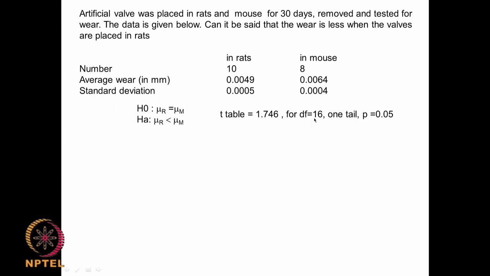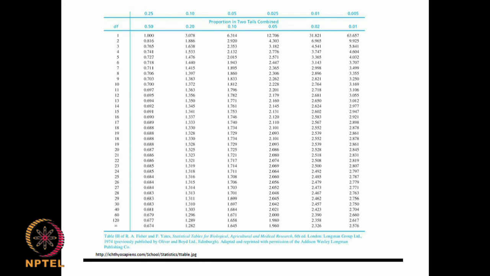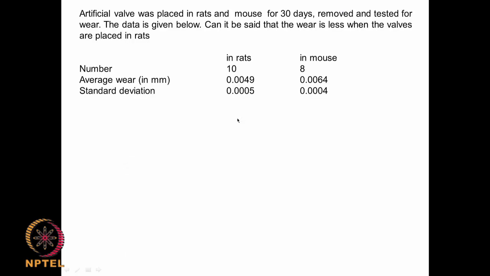Obviously, the degrees of freedom is 16, 10 plus 8 minus 2, if you remember. So 16 degrees of freedom, one tail test, p is equal to 0.05, you go here and read out 1.746. Whatever calculation we do, if the t value we get through calculation is greater than 1.746, then we reject the null hypothesis. If the t value we calculate is less than 1.746, then there is no reason for you to reject the null hypothesis at 95% confidence interval.